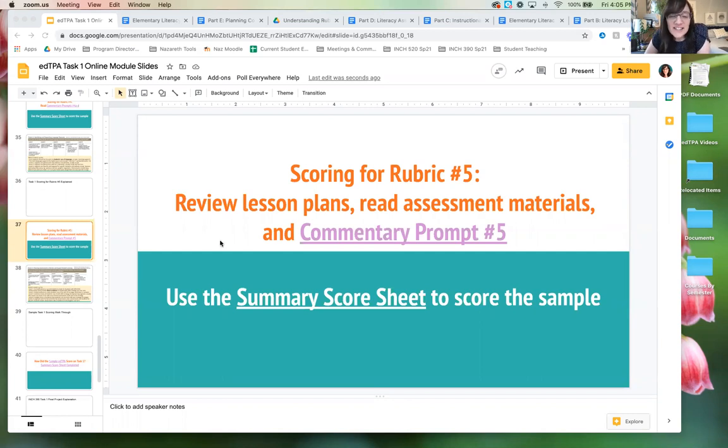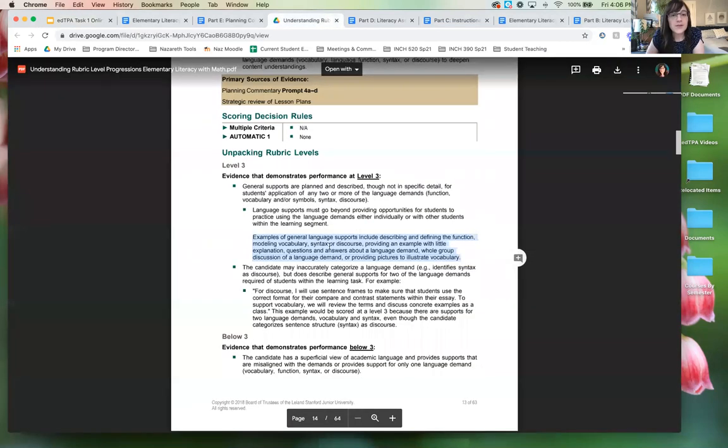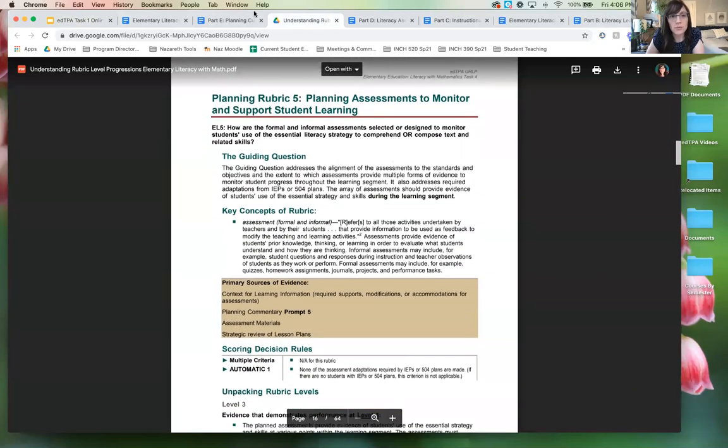We are now going to look at the scoring for Rubric 5. Rubric 5 is all about monitoring your students through assessment and supporting their learning in your modified assessments. So the question for this is, how are the formal and informal assessments selected or designed to monitor students' use of the essential literacy strategy to comprehend and the related skills? So we're going to look at unpacking Rubric 5.